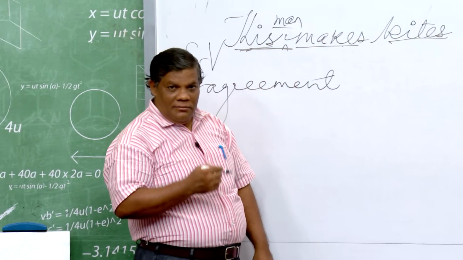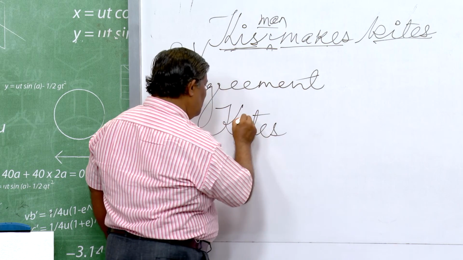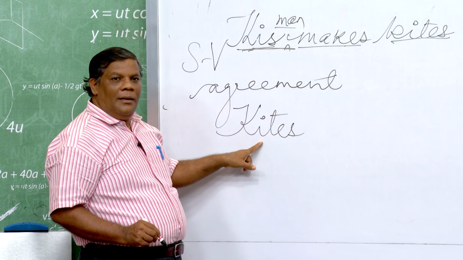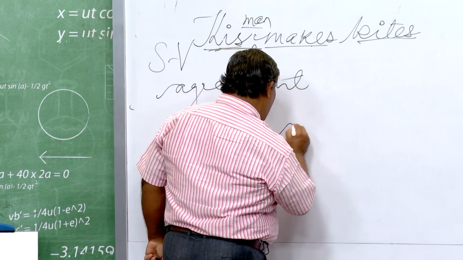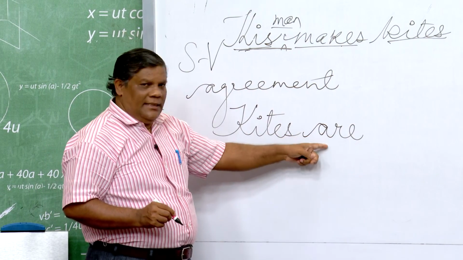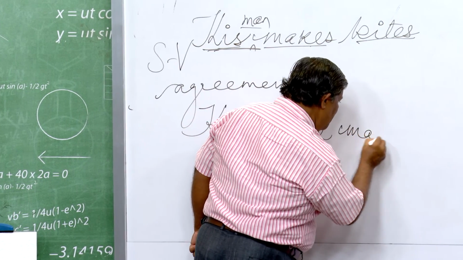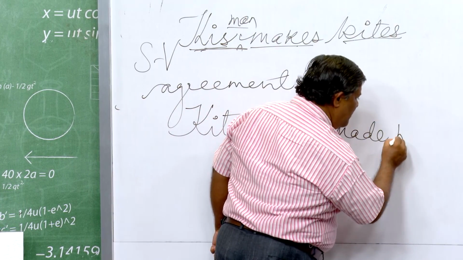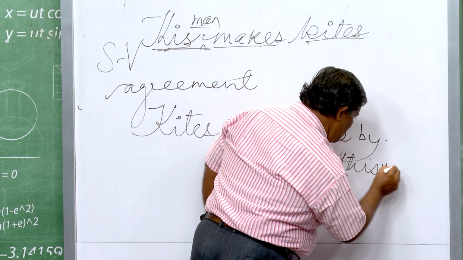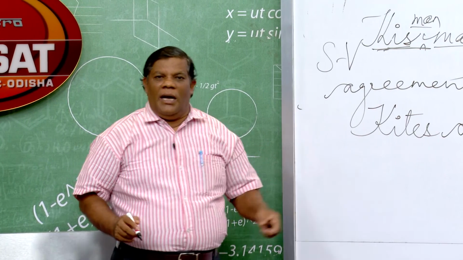When it becomes the subject of the sentence, it becomes kites, now in the passive form. Here it was singular, but here it is plural, therefore it needs are, it does not need is. We cannot say kites is, we have to write kites are made by this man. Therefore, this is called subject verb agreement.